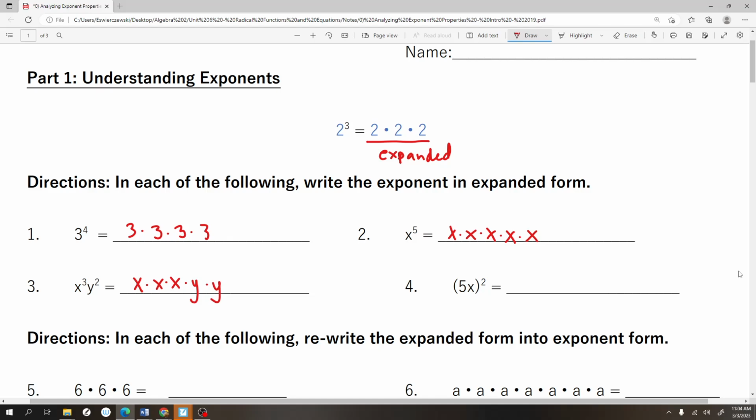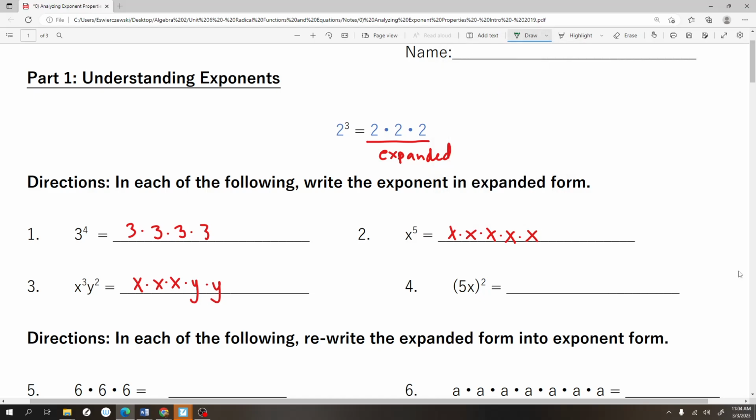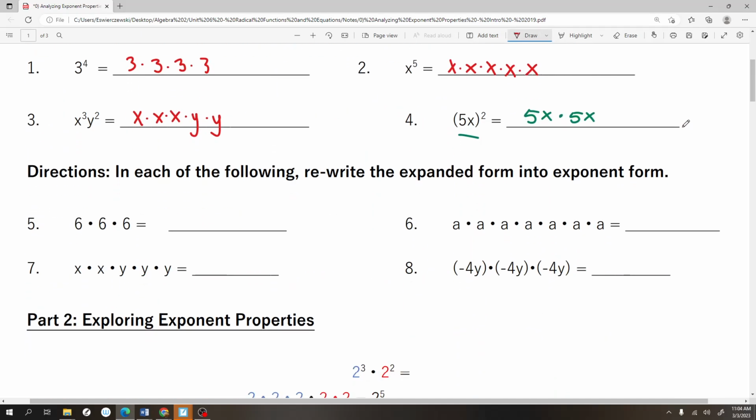We can also look at something where the base is no longer just a variable, but an expression. It'll be put in parentheses. You do the same thing. So if it's 5x in parentheses squared, it will be 5x times 5x. And we're done. That's what expanded form means. Let's scroll down to the next problem.